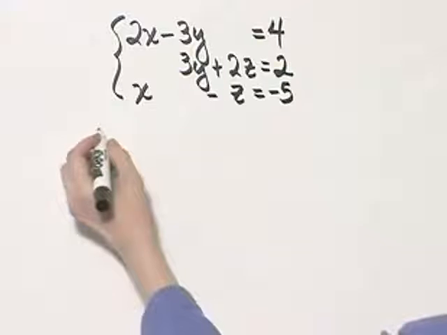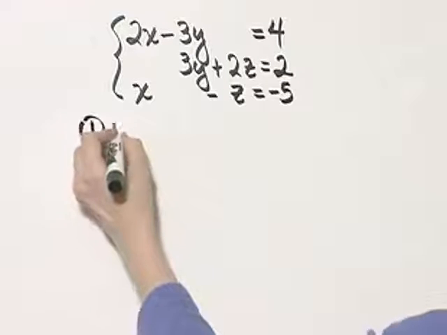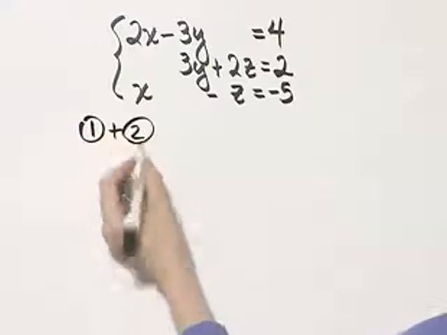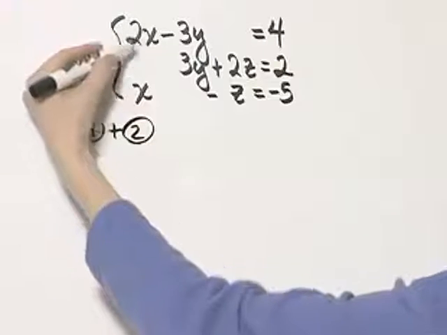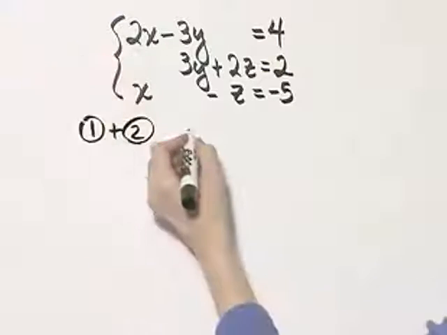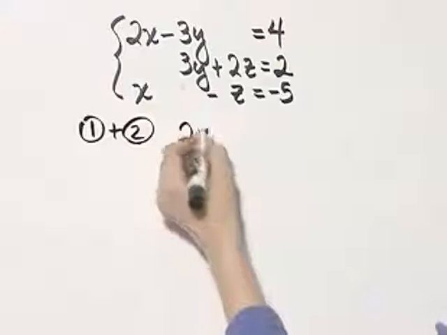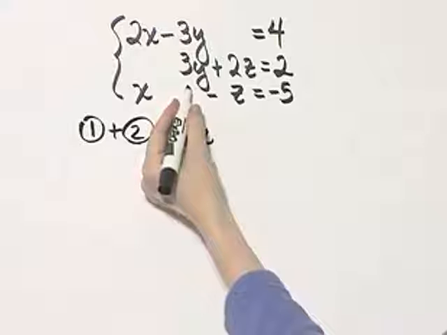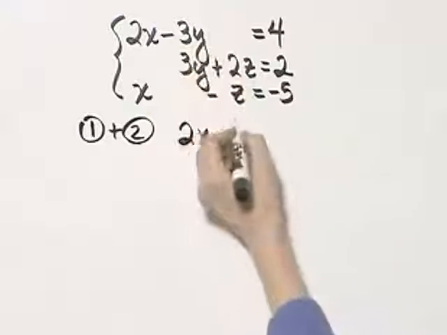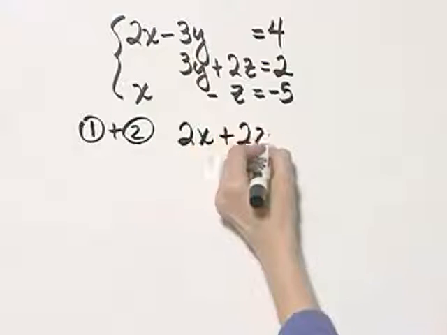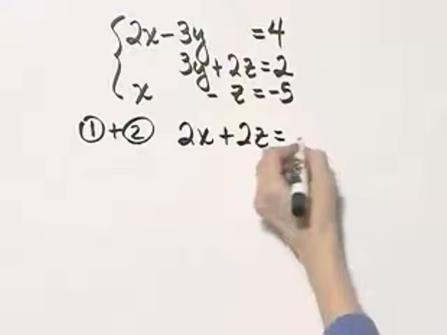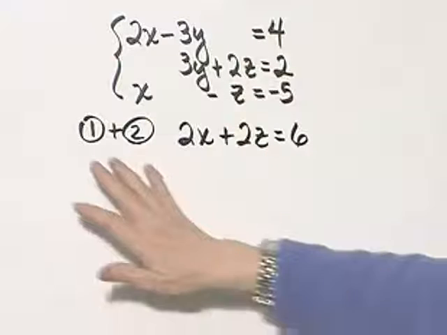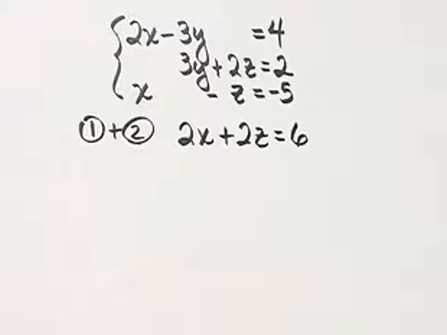So I'm adding equation 1 and 2. And watch what happens. 2x plus basically 0 is 2x. Negative 3y plus 3y, that term subtracts out, and then plus 2z is equal to 4 plus 2, or 6. So that's equation 1 plus equation 2.